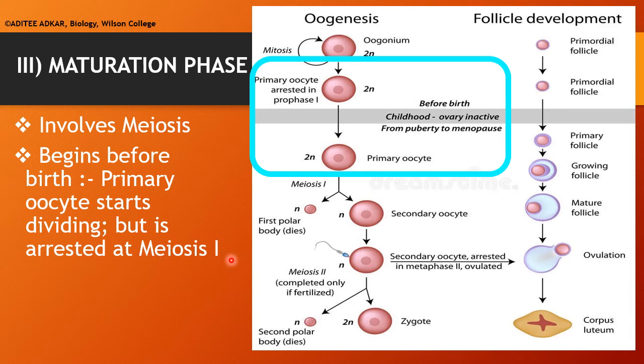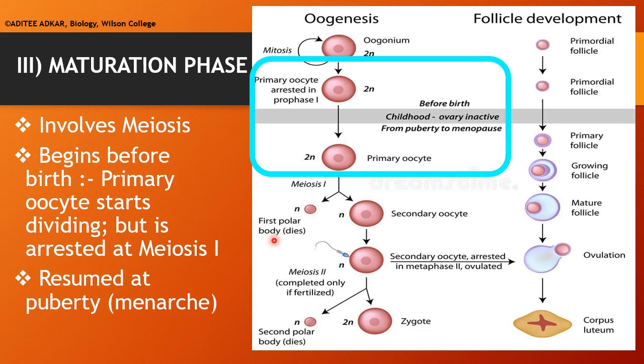As we have studied in the structure of ovary, the primary oocytes are contained within the primordial follicles in the ovaries. During the childhood phase, the ovaries remain inactive. Hence, the further division of primary oocyte is resumed only at the onset of puberty when the menstrual cycle begins.